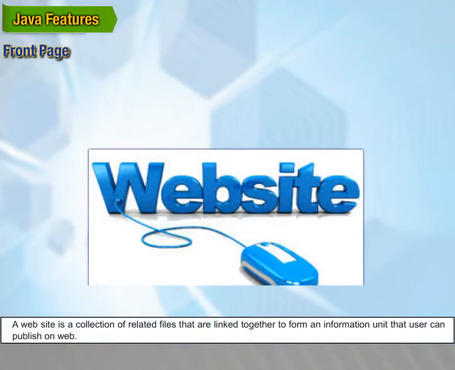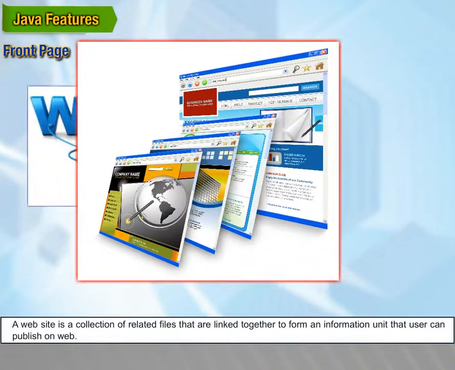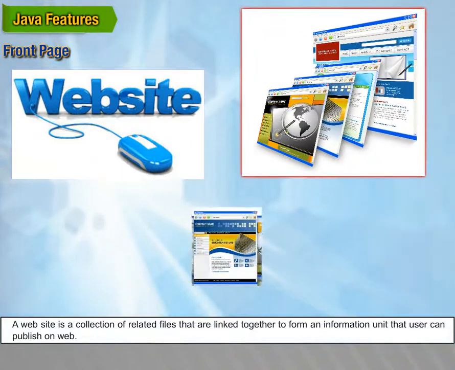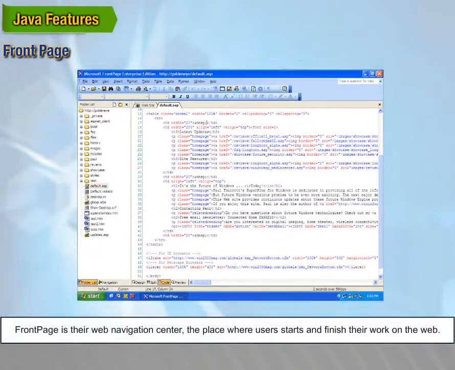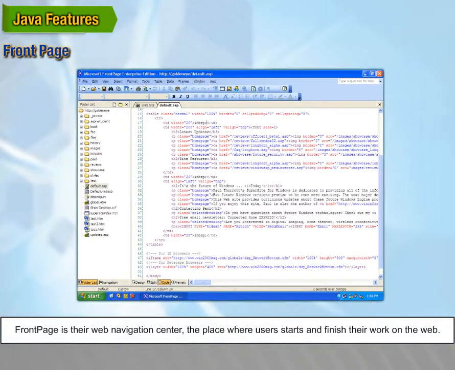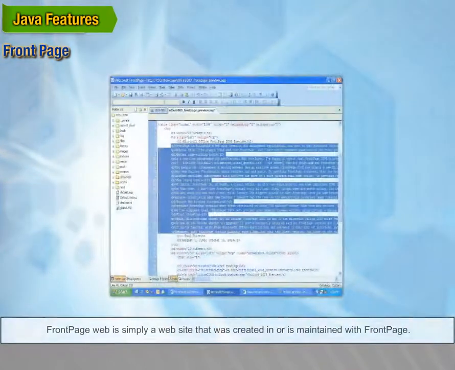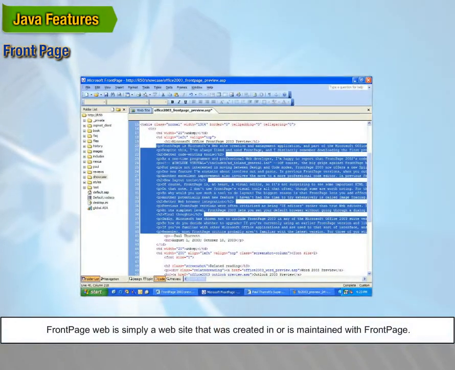A website is a collection of related files that are linked together to form an information unit that user can publish on web. FrontPage is their web navigation center, the place where users start and finish their work on the web. FrontPage web is simply a website that was created in or is maintained with FrontPage.